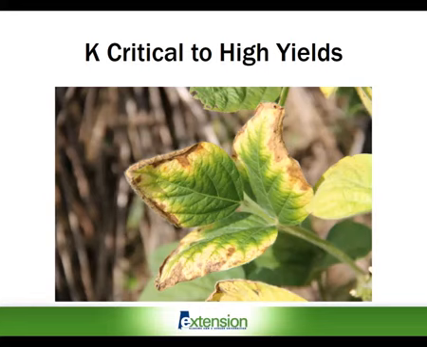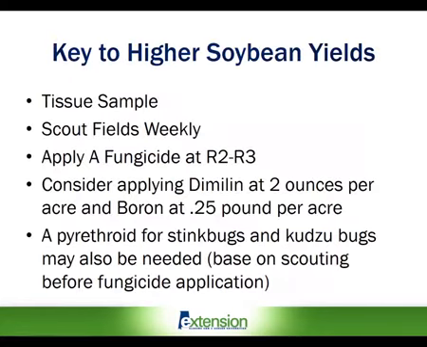As you can see, you get the yellowing around the margins of the leaves, and as it becomes more severe, you get necrosis, in other words, the deadening of the plant tissue. Now, here are some keys to higher soybean yields. One is I would tissue sample every week. You also need to scout your fields weekly. The other thing is consider applying a fungicide at R2, R3.